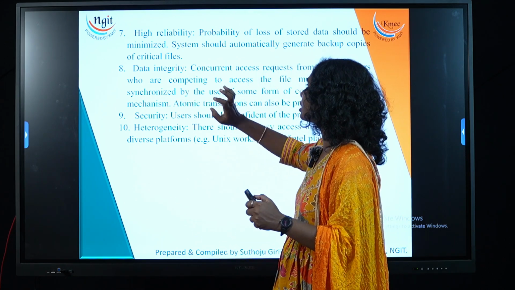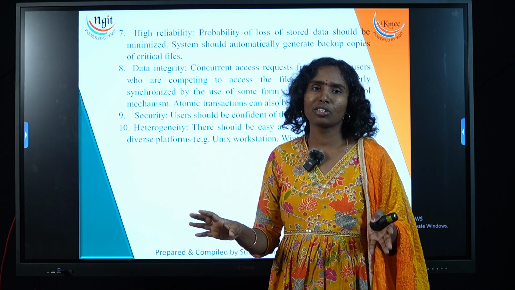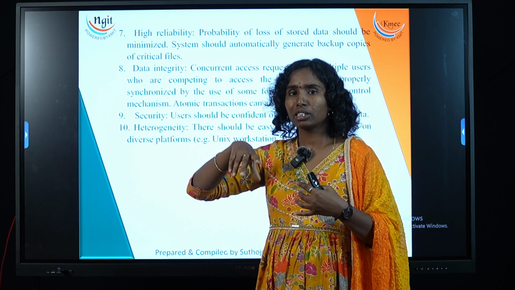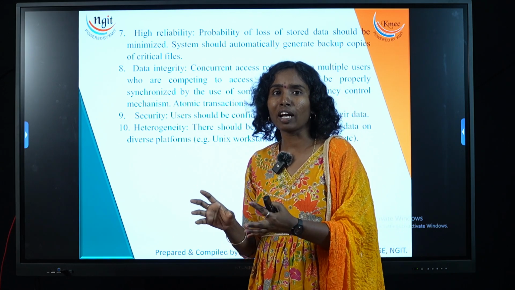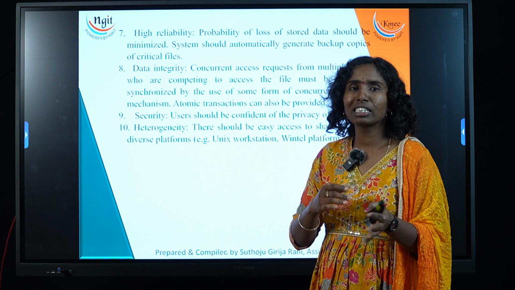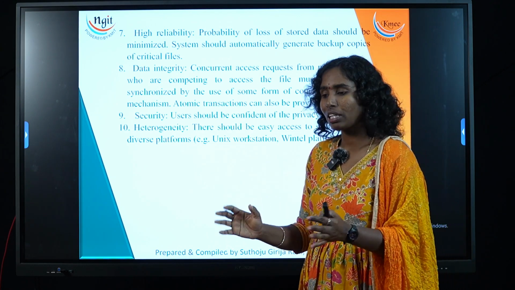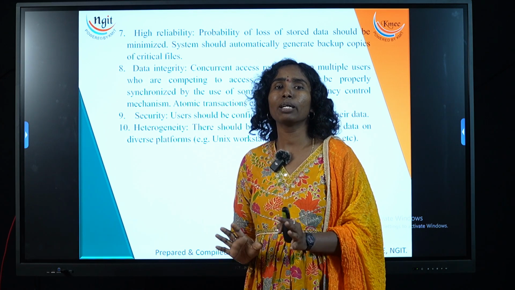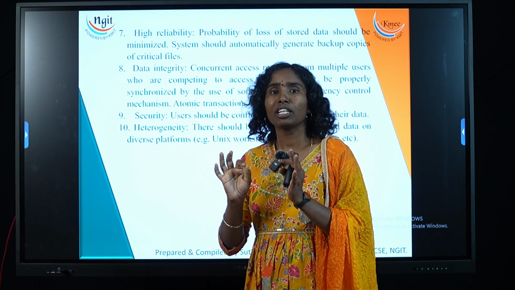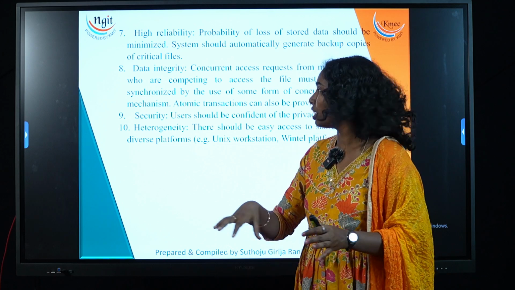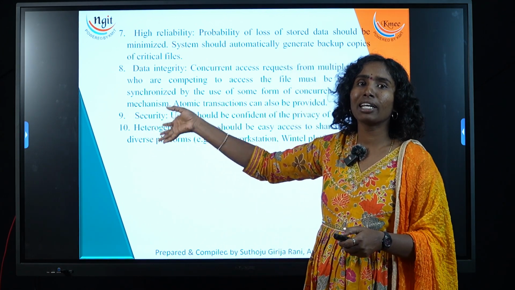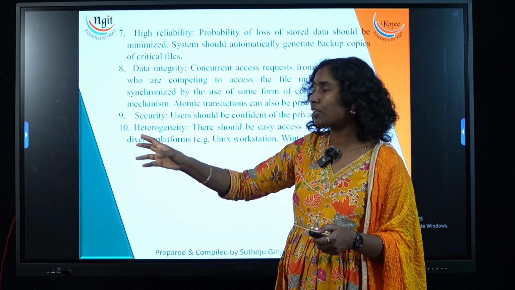Data integrity is nothing but concurrent access of the data. If a file is created at my end and another person is writing something to that file, this concurrent access relates to integrity. Whatever I am writing and whatever you are writing should be uniquely given to that particular file. Security is in terms of permissions: who can read, who can write, who can execute.